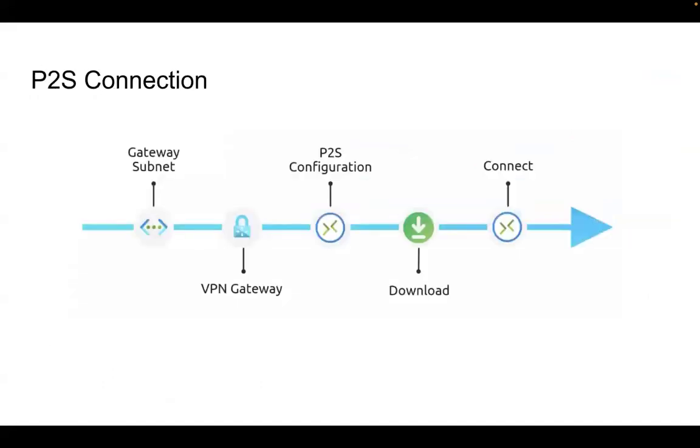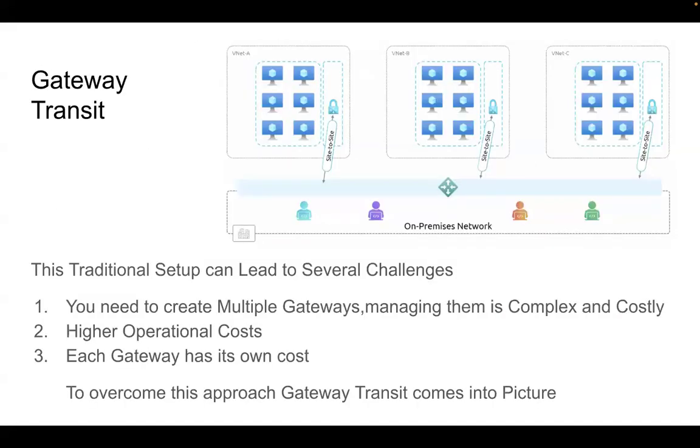So point to site and site to site are there, but gateway transit is something else. This is one scenario. If you see the diagram, I have VNet A, which is in region one, VNet B in another region, and VNet C in another region. Then I have the on-premise network.